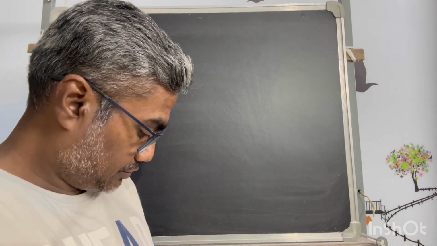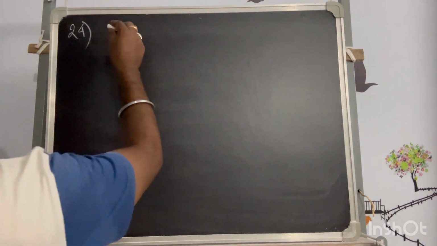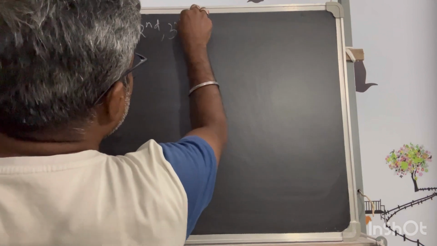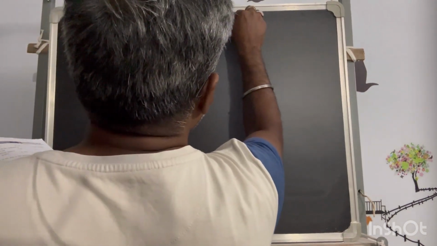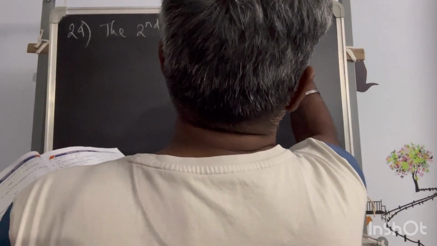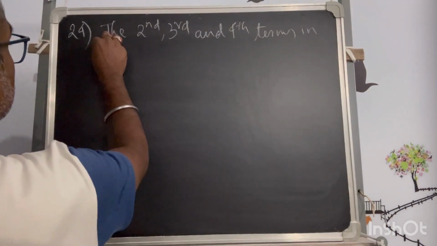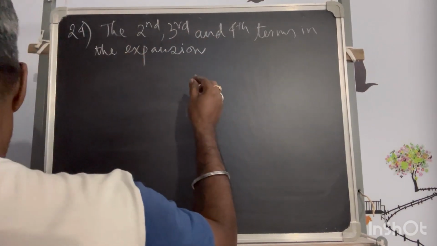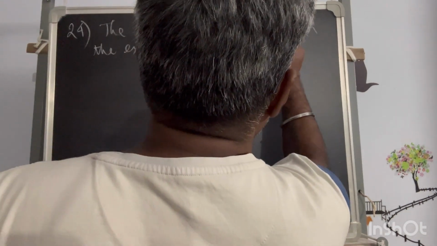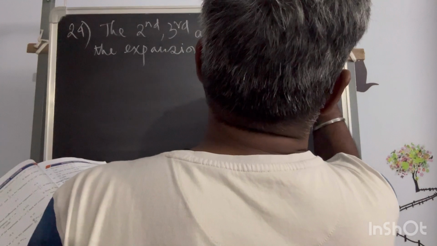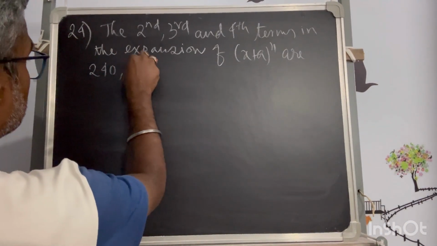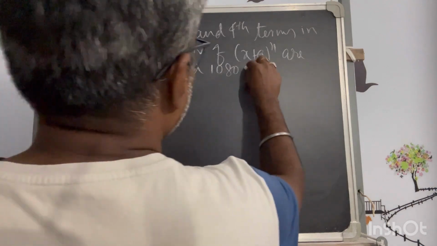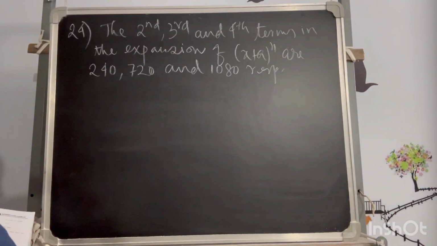Okay, so this we can take the second, third and fourth terms in the expansion of x plus a whole to the power n are 240, 720 and 1080 respectively. So there are three things being given.